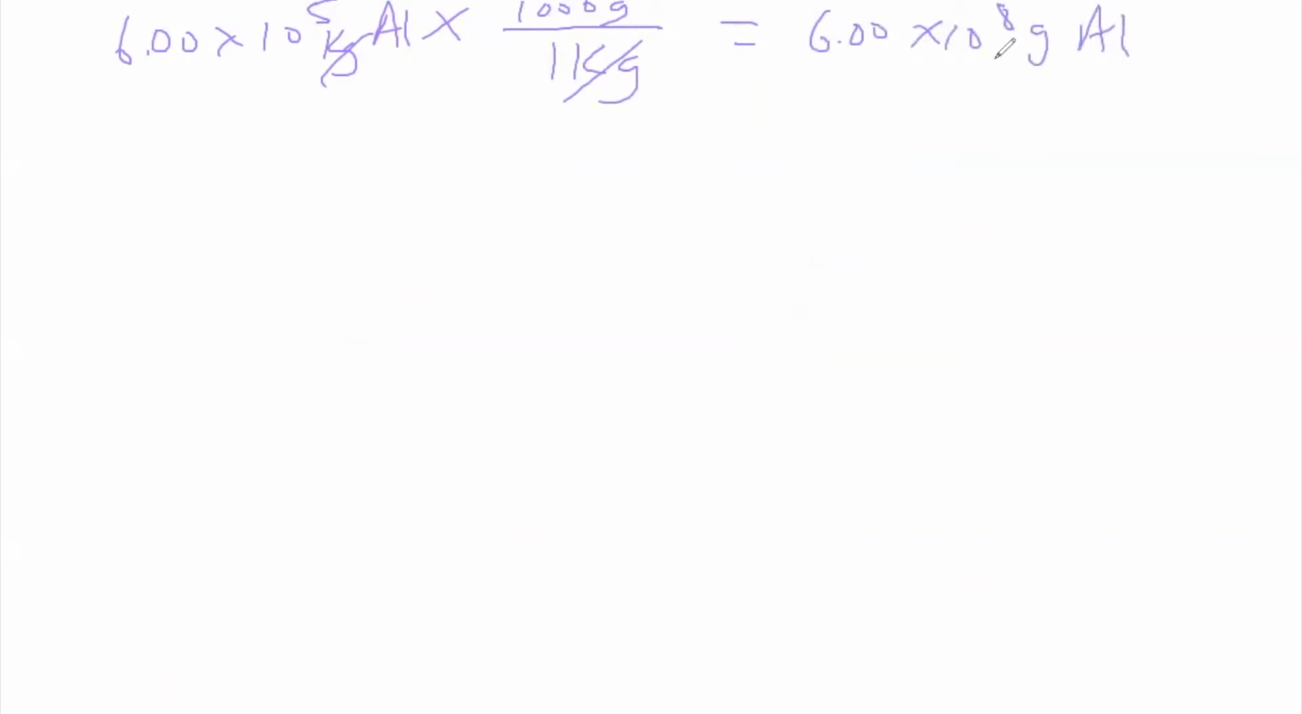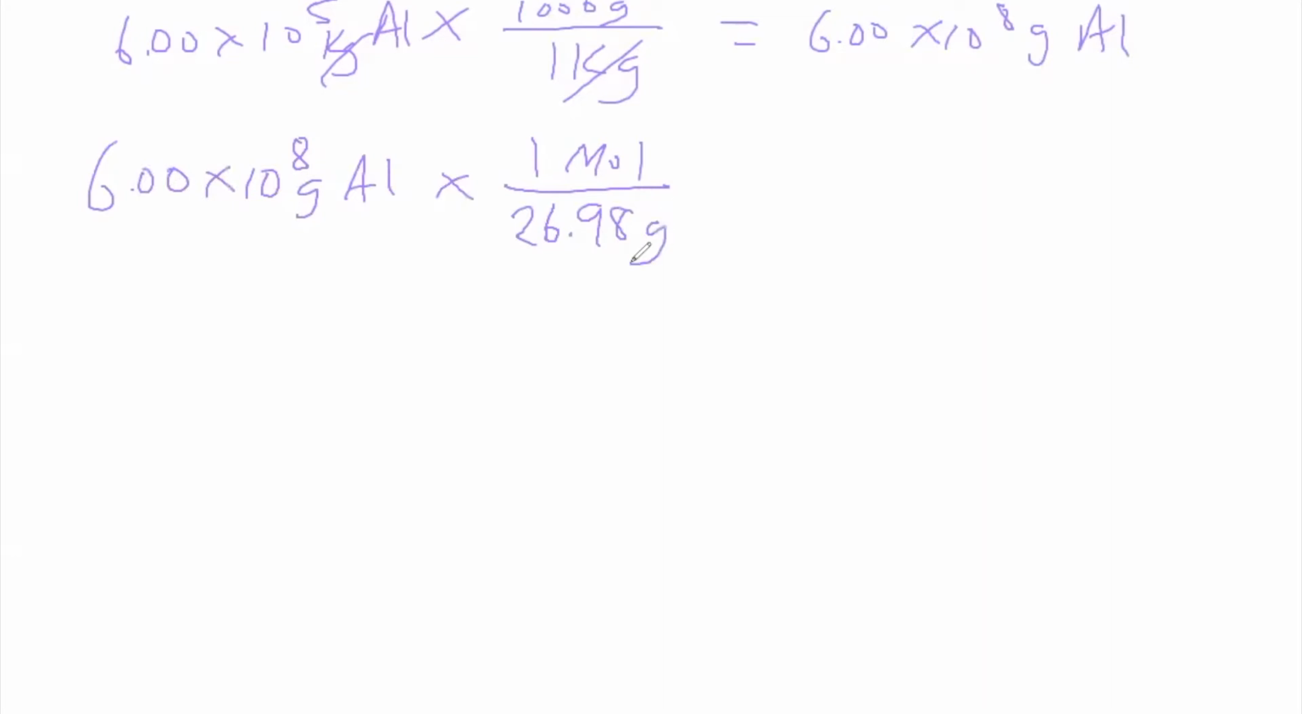The next step would always be to get moles if you have grams. So we'll convert that to moles. Aluminum's molar mass is 26.98. So for every 1 mole, you have 26.98 grams of aluminum. Divide that, we get 22,200,000 moles of aluminum.